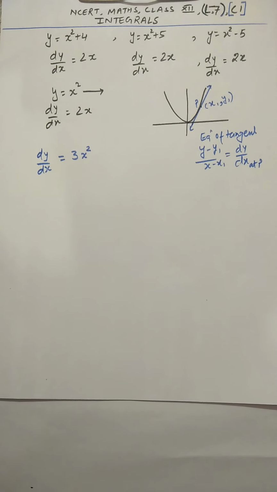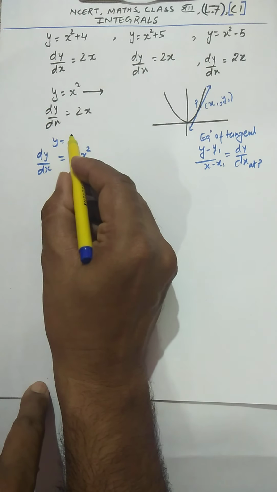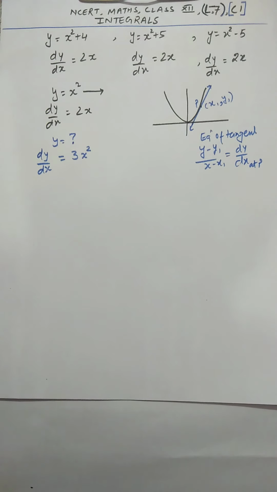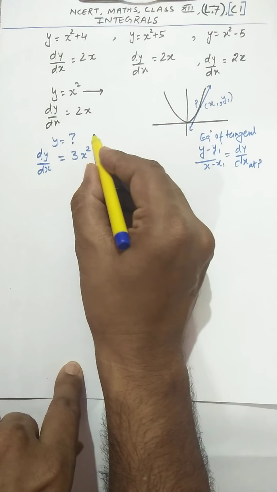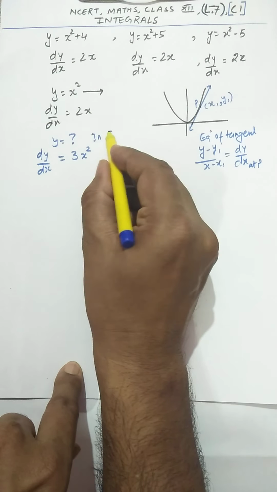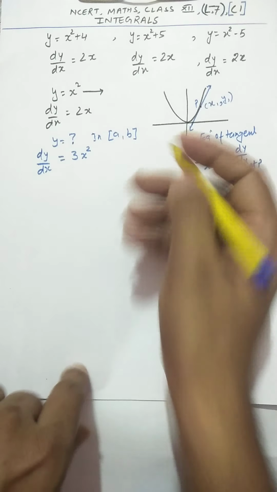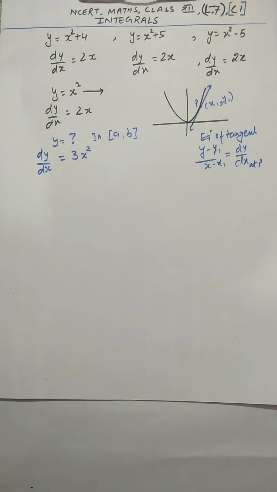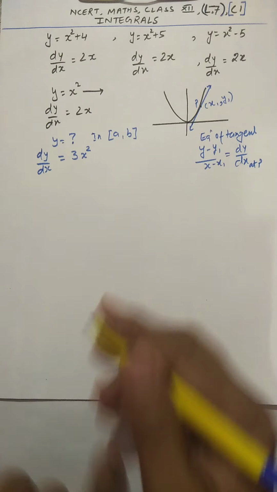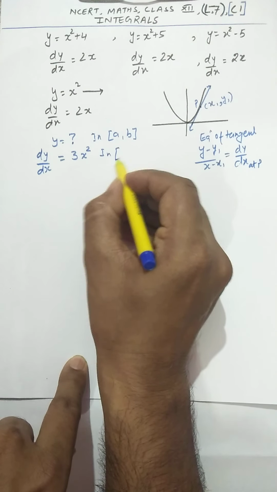But we get a situation where you know the slope, or you know the derivative of the given function, then can you find the original function? There is some y, and for the time being you don't know the original function, but you know the derivative. Let's say it is defined in some interval ab, and this dy by dx is also given as 3x square in this ab.